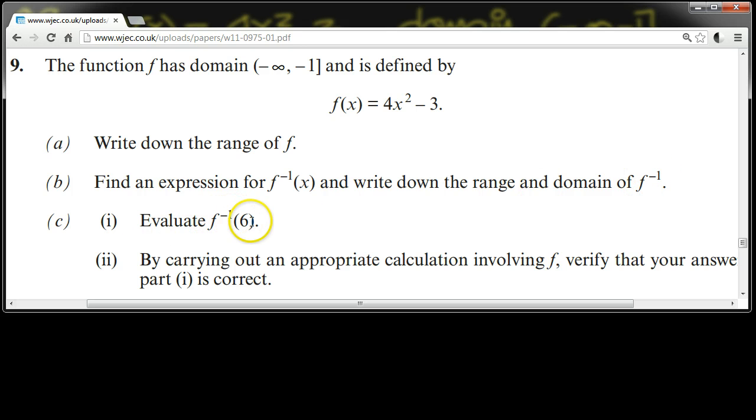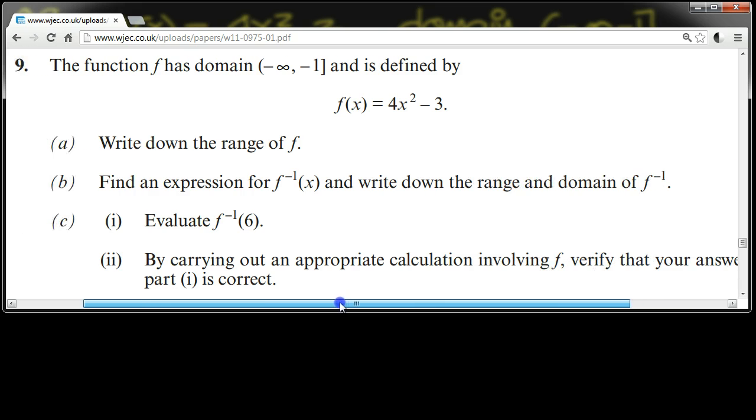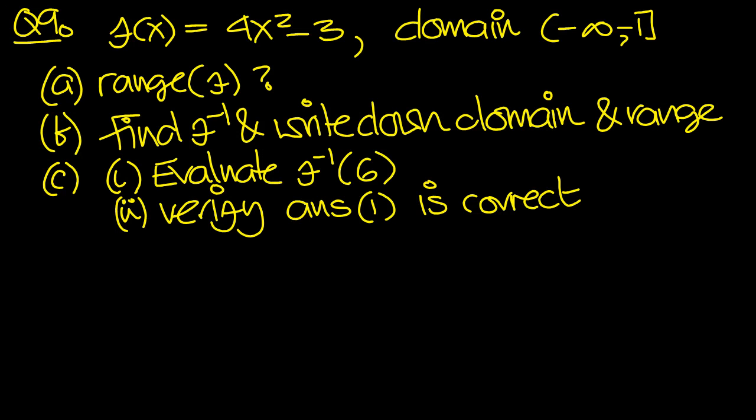Evaluate f⁻¹(6). By carrying out an appropriate calculation involving f, verify that your answer to part 1 is correct. So let's have a look at the question then. Here it is here in summary form.